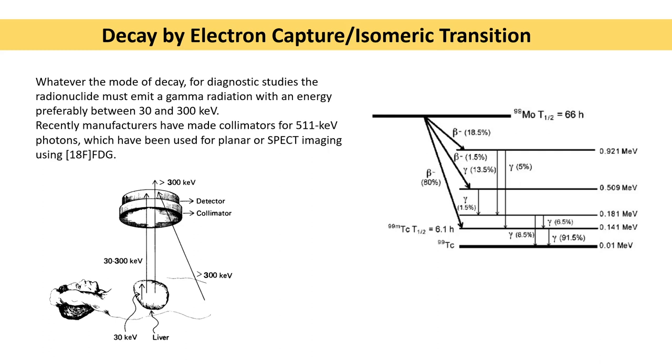And if the energy is more than 300 keV, then the detector is unable to detect all the gamma ray photons, so it leads to photon losses, and at higher photon energy the detector efficiency also drops. Recently, manufacturers have made collimators for high energy photons like the 511 keV gamma rays of FDG, which have been used for planar or SPECT imaging of FDG.